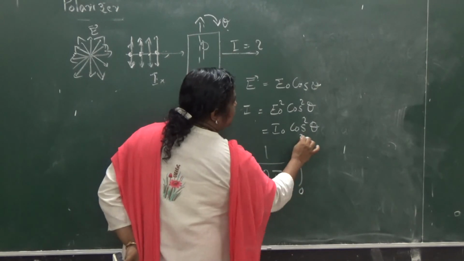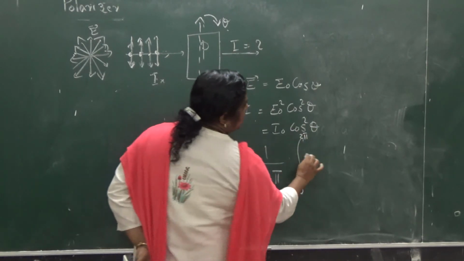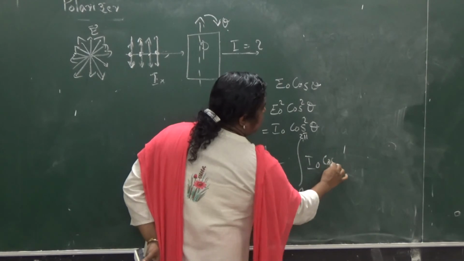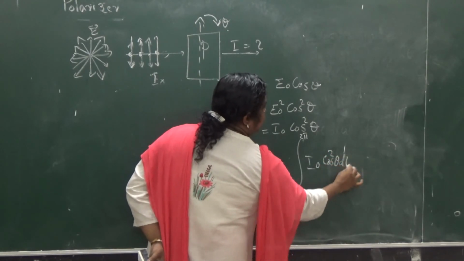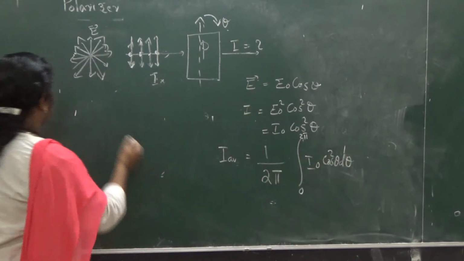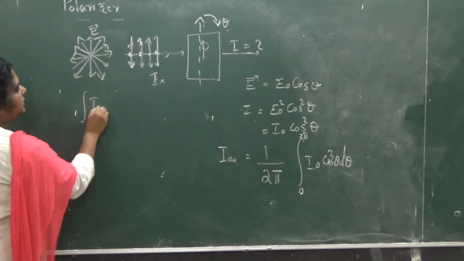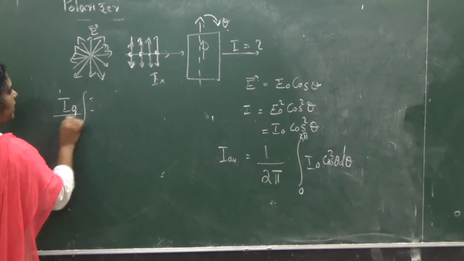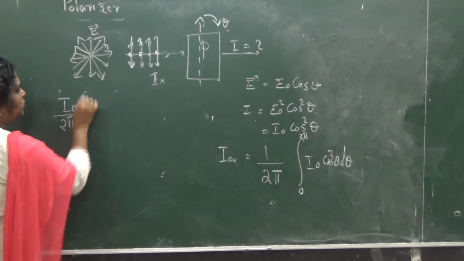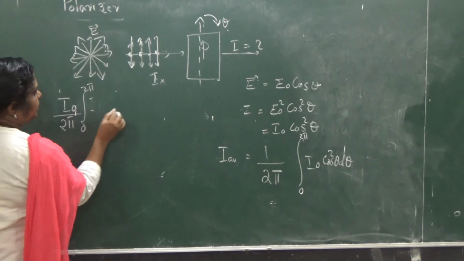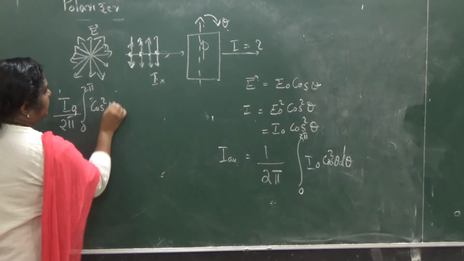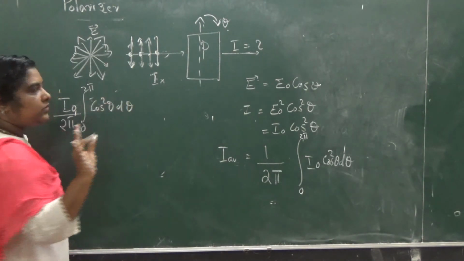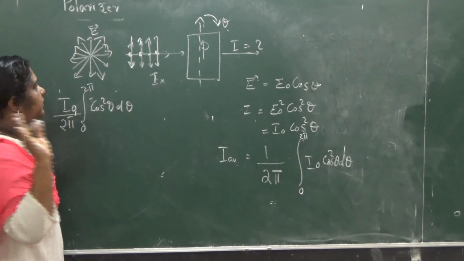Integral 0 to 2 pi, I 0 cos square theta d theta. We have to calculate what is I 0. I 0 I am taking outside, 1 by 2 pi, integral 0 to 2 pi, cos square theta d theta. Understood the concept? I hope you understood.